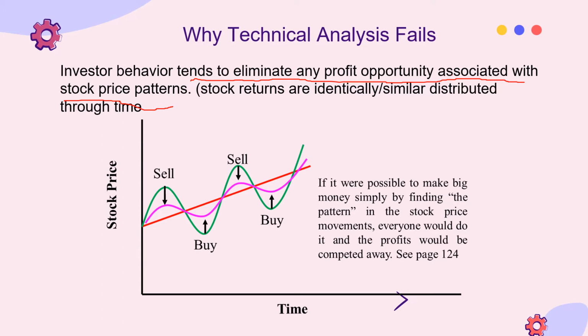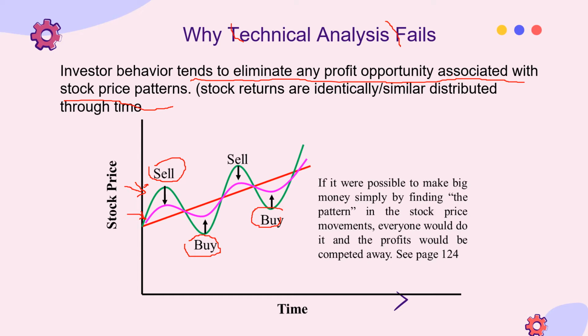Stock returns are identically distributed through time. So, kalau diorang buat technical analysis, if you can see here, there are the same pattern, which is the green line and the purple line. So, when the stock price is higher, they will sell, and when the stock price is lower, they will buy. So, semua ni bergerak dengan cara yang sama, which is seragam. Bila harga tinggi, diorang jual, and then bila harga rendah, stock price murah, diorang buy.